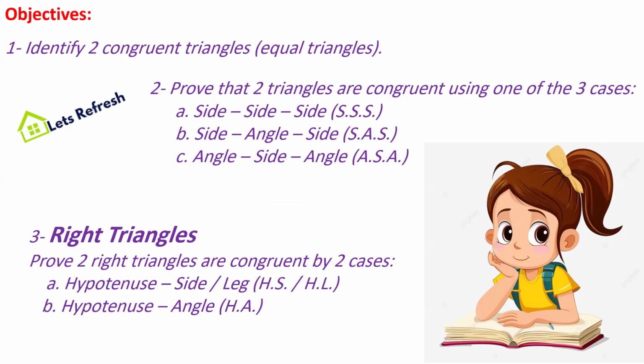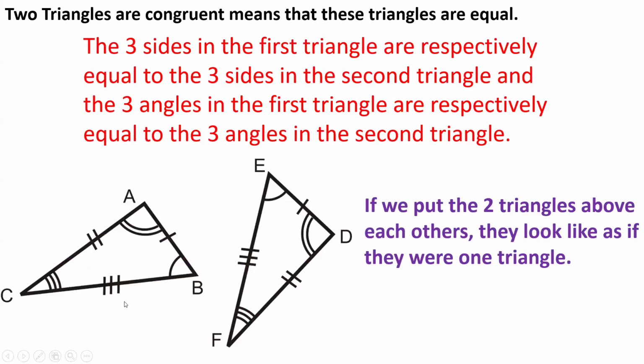In right triangles, we have two cases of congruent triangles. The first one is called the hypotenuse side, or the HS, or the hypotenuse leg, the HL. This is the same case because side is also a leg in a right triangle. And the second case is the hypotenuse angle, or the HA.